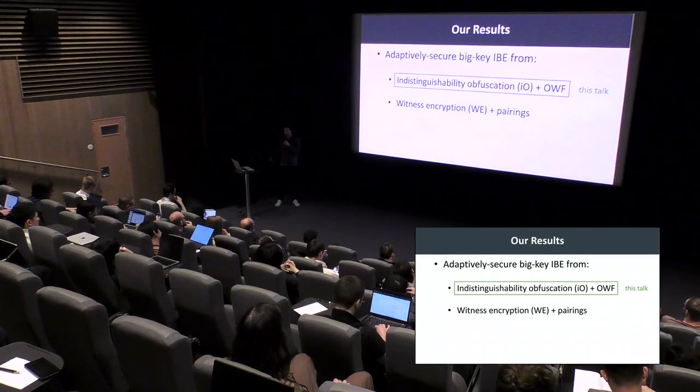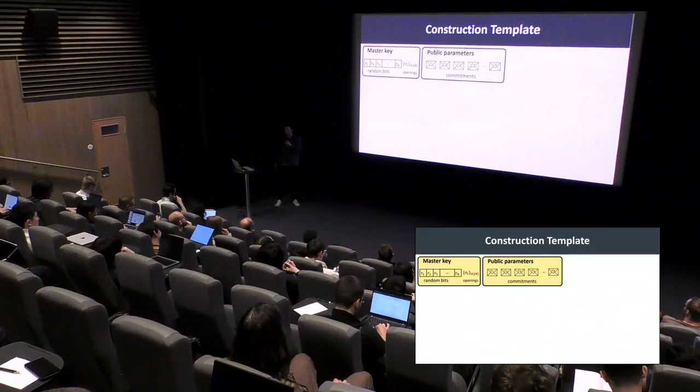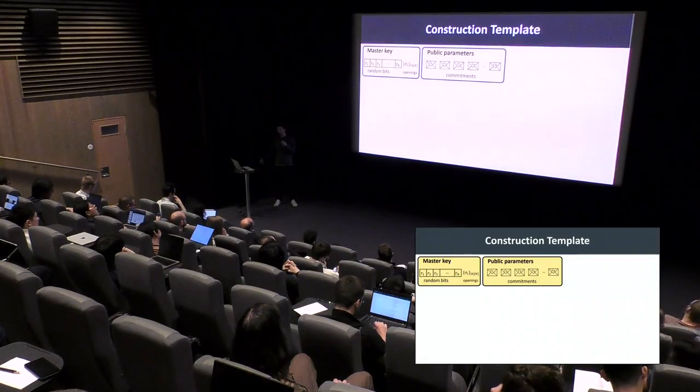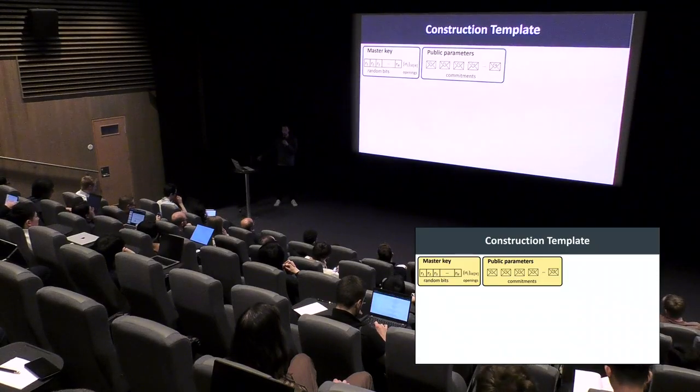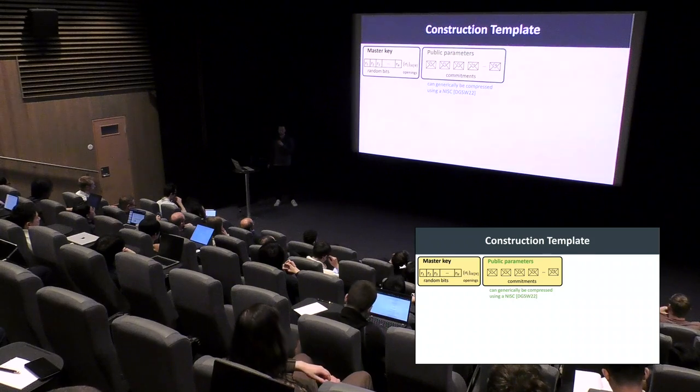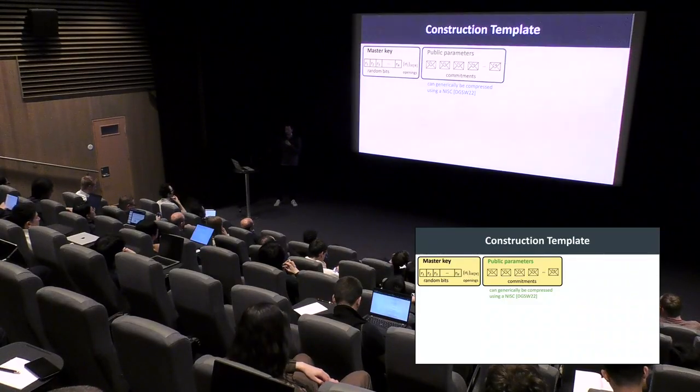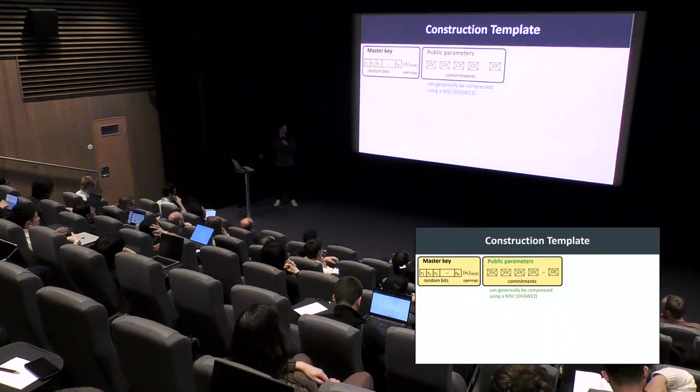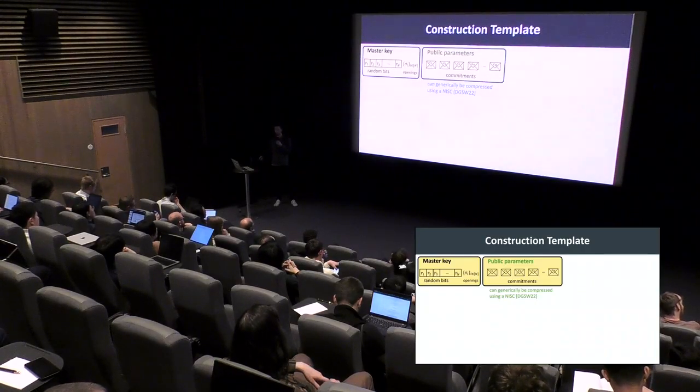Before I get into the actual construction, I'm going to start with a template, a general framework for how we're going to approach this. So the idea is the following. The master key is going to consist of a bunch of uniform random bits. The public parameters are going to be commitments to those bits, and then additionally the master key will have the openings to those commitments. So something you might notice here is that the public parameters are actually going to be gigantic, but the previous work shows how this can be generically compressed so long as you locally use the public parameters in the relevant algorithms. So for today, we're just going to assume that it's fine for these to be gigantic.